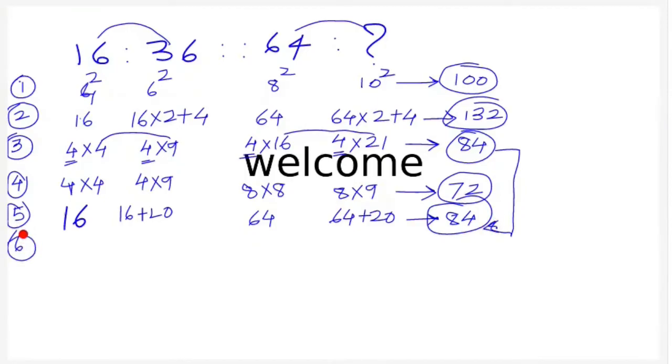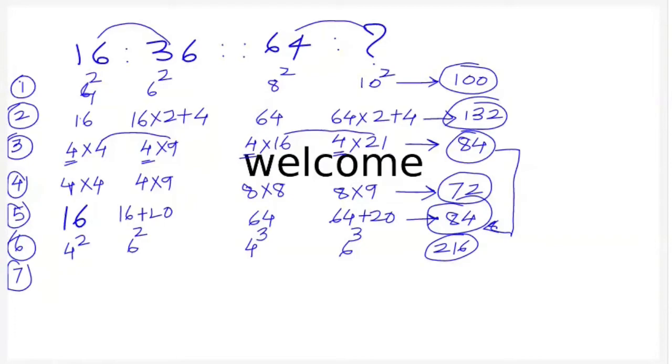Now, if 100 is not in the option, 132 is not in the option, 84 is not in the option, 72 is not in the option, then you have to think in a different way. You can say this is 4 square, this is 6 square. 64 is 4 cube, and here what you will write? 4 square, 6 square, 4 cube, 6 cube. 216 can be your answer. So there are different logics to find out the answer.